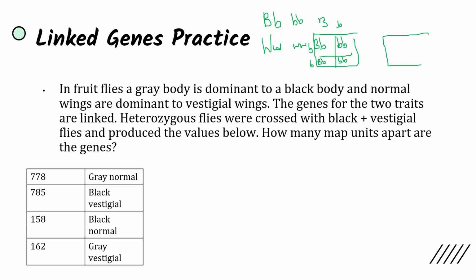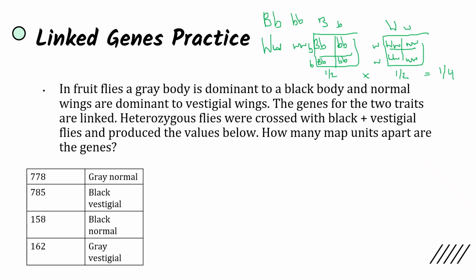And if we do our cross for our wings, then we should get the same thing of 50% and 50%. So if, let's say, we were trying to find our percentage of black and vestigial flies, it'd be a 1/2 chance of getting a black body and a 1/2 chance of getting vestigial wings. Multiply that out, and that means there's a 1/4 chance, or a 25% chance, of getting a black and vestigial fly.